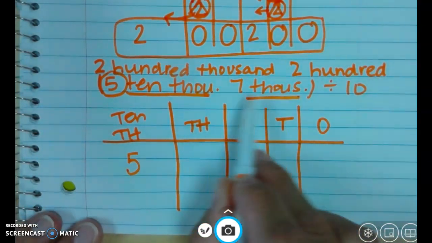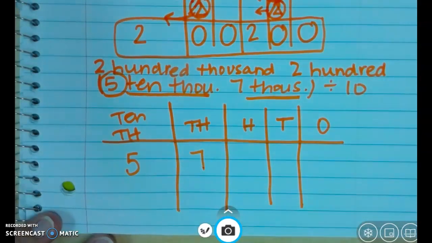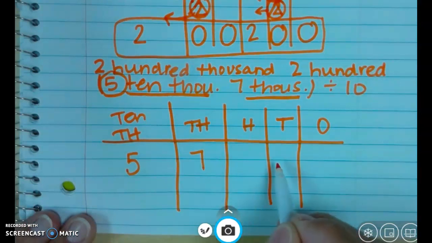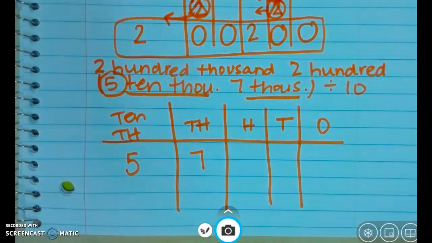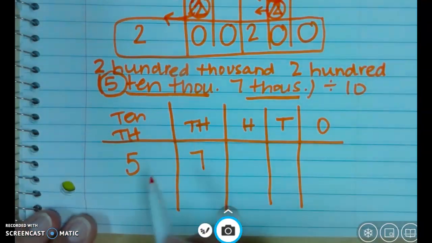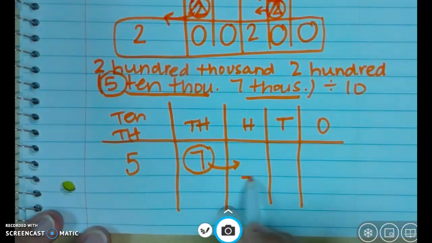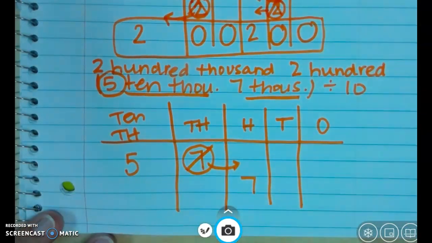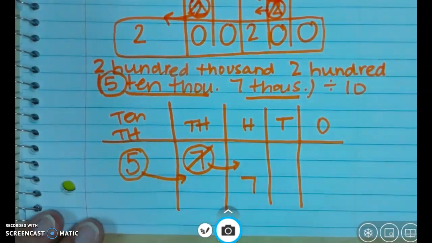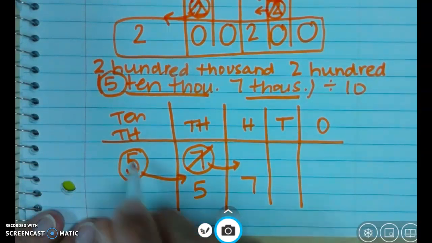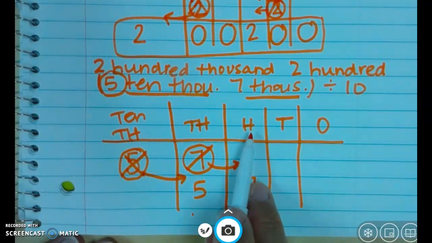And then I'm in the thousands and I have 7 of them. So I'm going to put my 7 there. I have 0 hundreds, 0 tens, and 0 ones. When I'm dividing, we are giving things away, so our numbers are going to get smaller. I'm going to take each number and move it back in the place value chart. So 7 is no longer in the thousands, it's in the hundreds. 5 is no longer in the 10,000s, it's in the thousands. So now I have 5,000s and 700s.